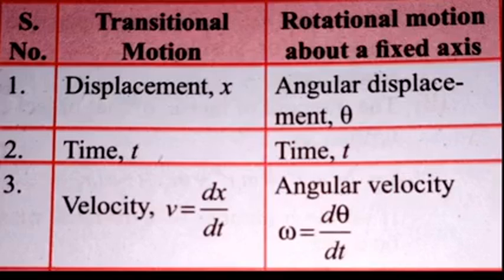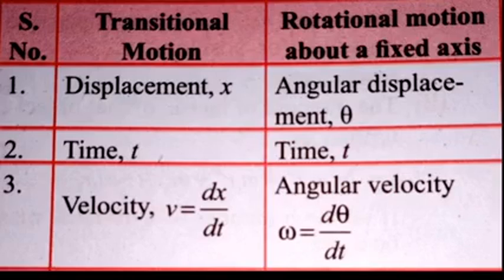We know what a quantity is from the first lesson. So the quantities are going to be compared. What is it in translation, and how is it represented in rotation? See the comparison table. Let me discuss some important quantities. First one, displacement. We know the displacement is represented by x. In translational motion the displacement is x, but in rotational motion we represent it as angular displacement, which is theta.